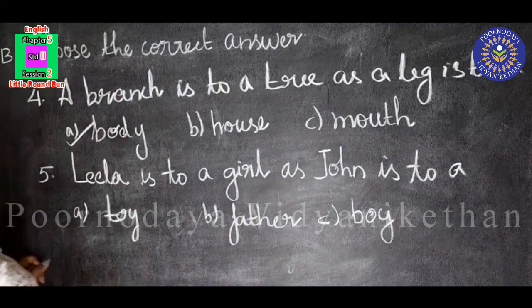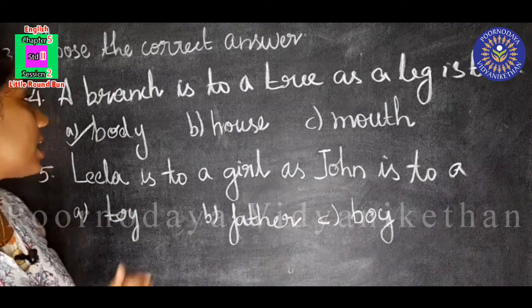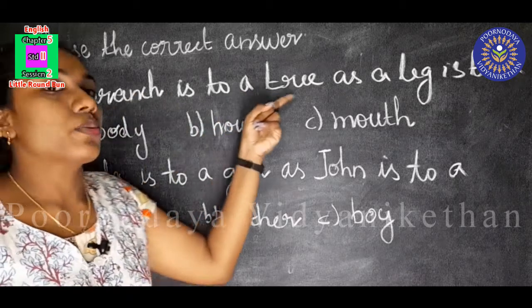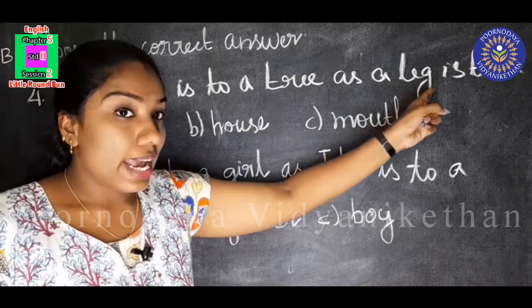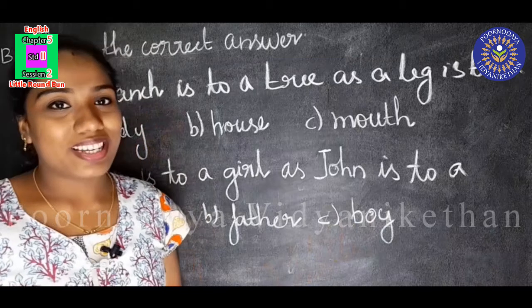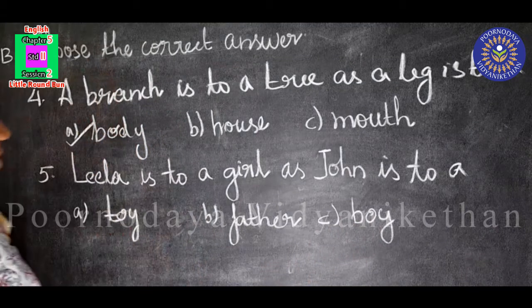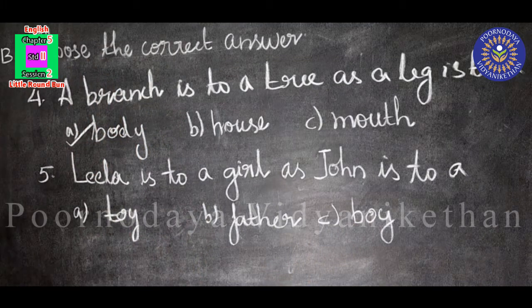Leg is to a body. So, we'll repeat this once again. A branch is to a tree as a leg is to a body. Did you understand, children? Now we are going to do the last one.